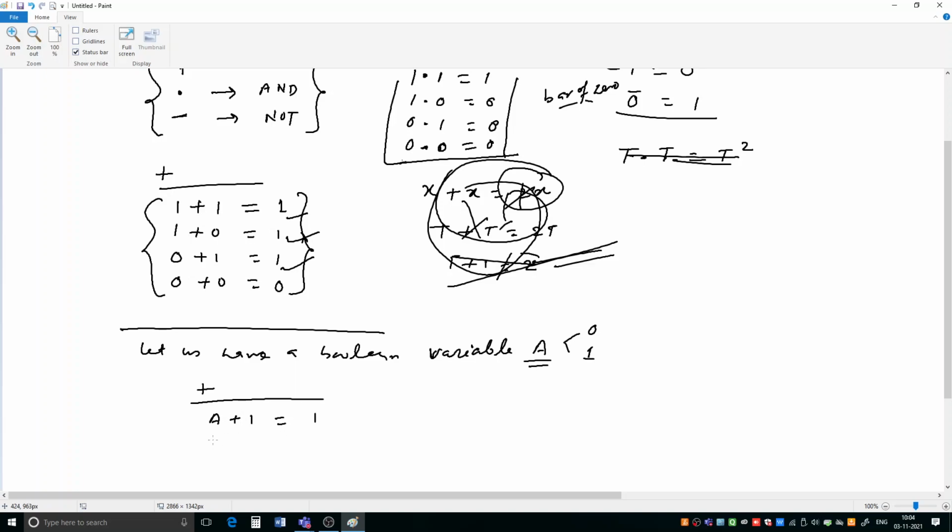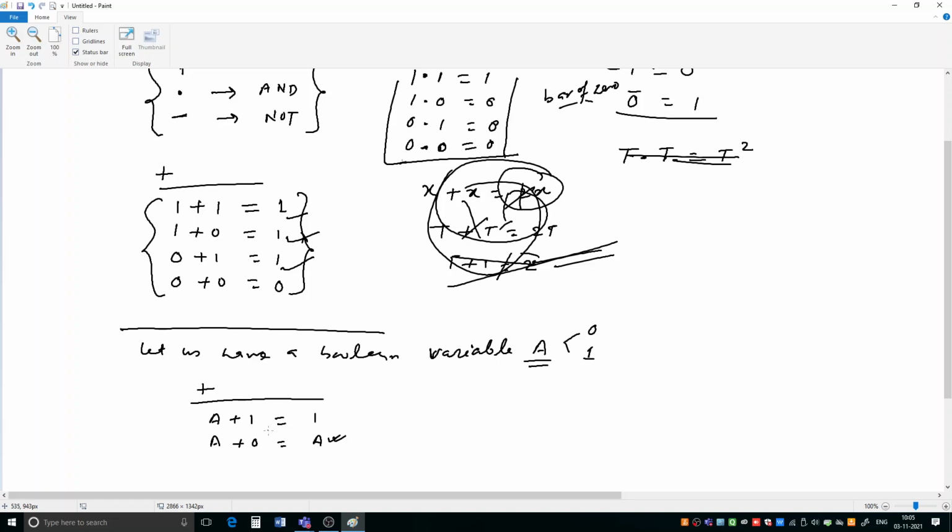Now if you are writing A plus 0, A plus 0 will be equal to A. Why? Because if A is 0, then 0 plus 0 will be 0, again the value of A. If A is 1, then 1 plus 0 will be equal to 1, again the value of A. So the expression depends upon the value of A, and that's why here we have written A. So A plus 0 will always be equal to A. You have to keep in mind.